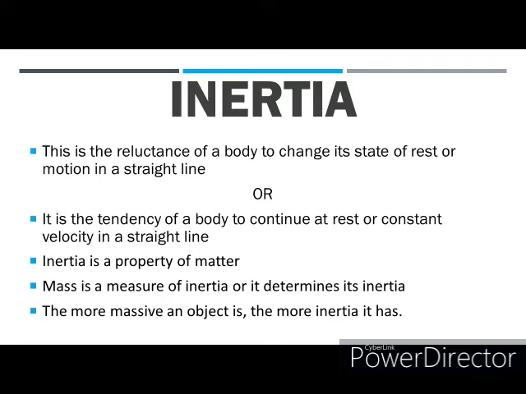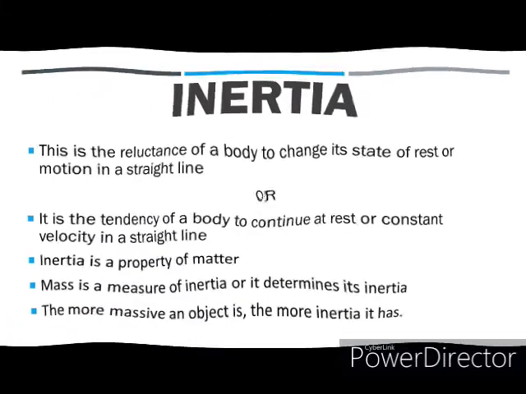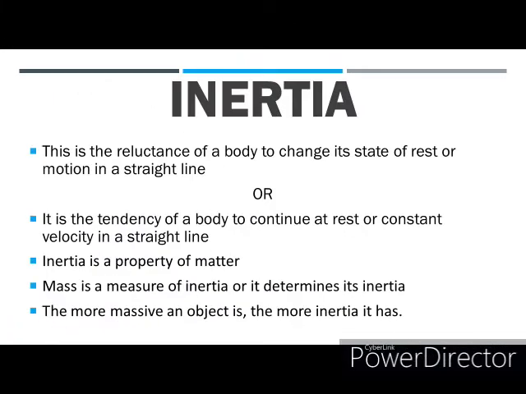Hence, by way of definition, I could define inertia as the reluctance of a body to change its state of rest or motion in a straight line. Alternatively, I can say it is the tendency of a body to continue at rest or constant velocity in a straight line. So it is important for us to note that the mass of a body is what determines its inertia. This is so because bigger masses are difficult to move when they are at rest, or they are also difficult to stop if they are in motion.